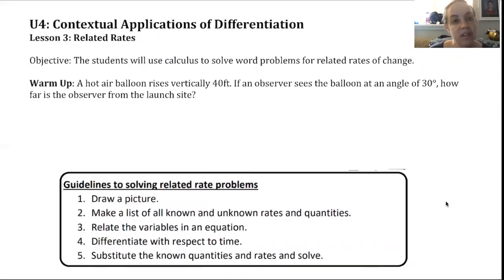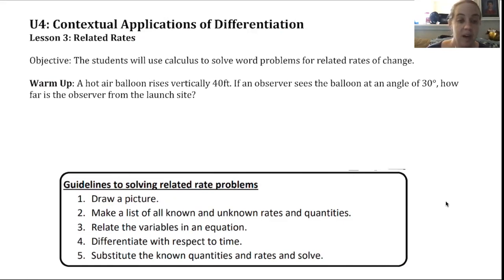Hello. So we are still in Unit 4. We are looking at contextual applications of differentiation, and today is related rates. Yesterday, we started to introduce the idea of related rates, but today we're going to finish it out, take it over the home stretch. So students will use calculus to solve word problems for related rates of change.